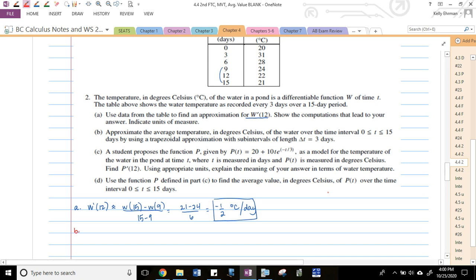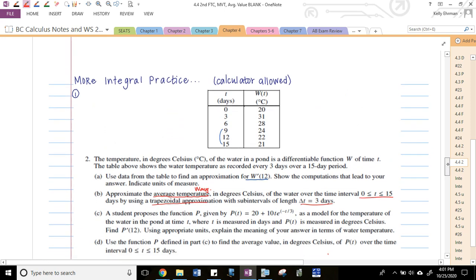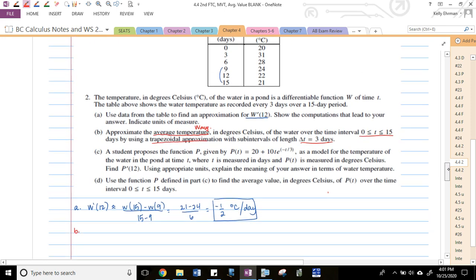Okay, part B. Approximate the average temperature, W average, not average change in temperature, but average temperature in degrees Celsius of the water over the time interval from 0 to 15 days using a trapezoidal approximation with subintervals of length 3 days. So they want us to use our average value formula, but instead of just integrating, because we don't have a formula to integrate, we get to use Riemann sums with trapezoids.